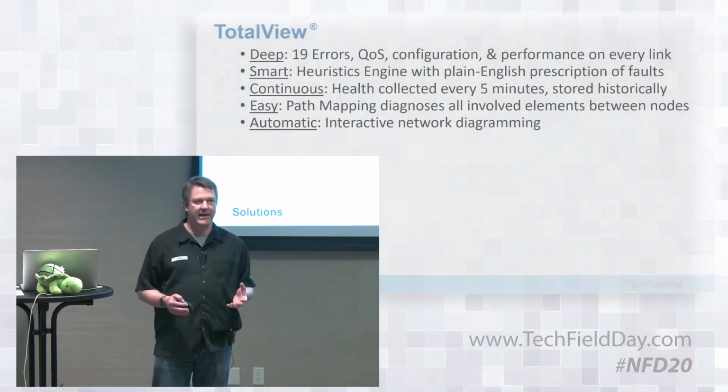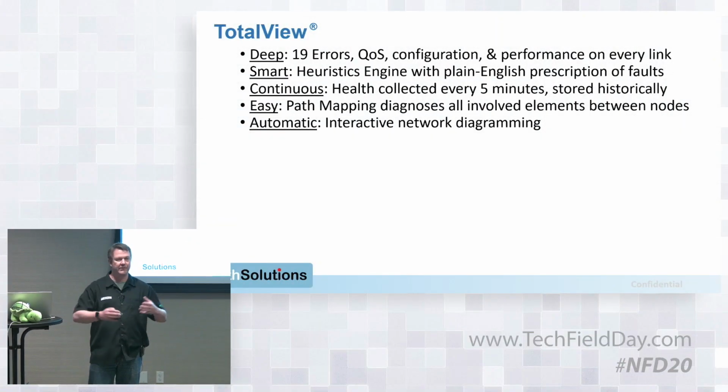Okay, other things we've added: automatic interactive network diagramming. This was something that we felt a lot of folks, they end up coming into a network and they say, I don't understand what's going on here. I don't understand the layout of the network, how things are connected. And we figured, we have all that information. Why don't we just put it together and create a diagram?